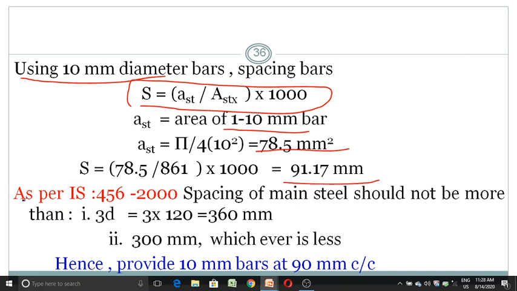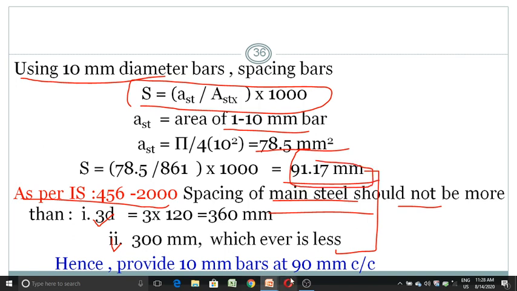This should conform with our IS 456-2000 recommendations for main steel: the spacing should not be more than 3 into d and 300 mm. Among these values, we have to choose the minimum value. The minimum value is the obtained value, that is 91.17. I am rounding it down to 90.